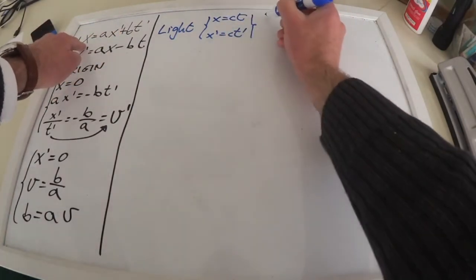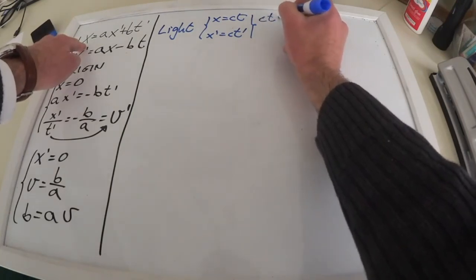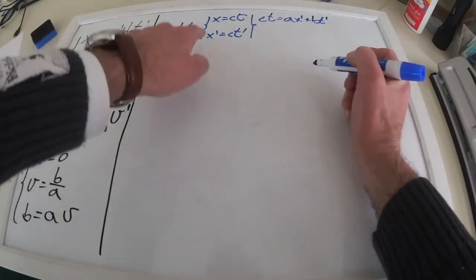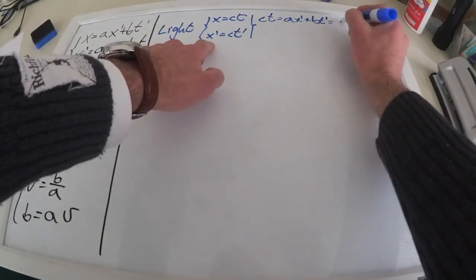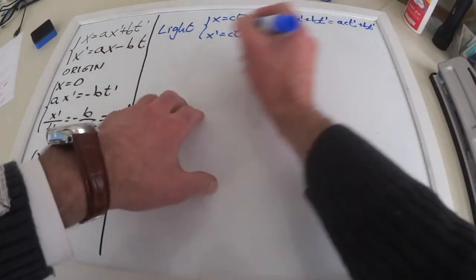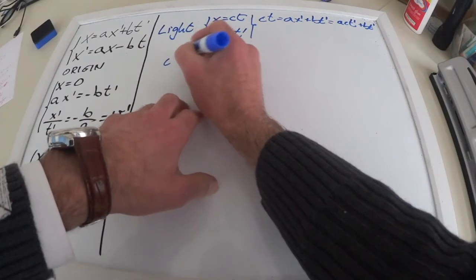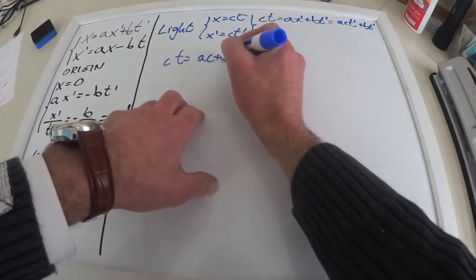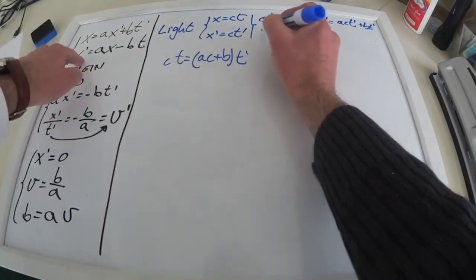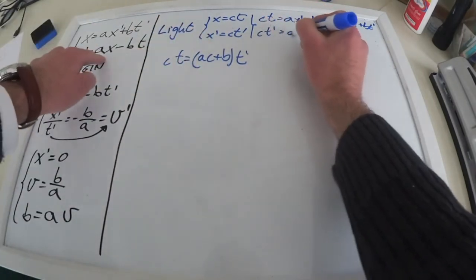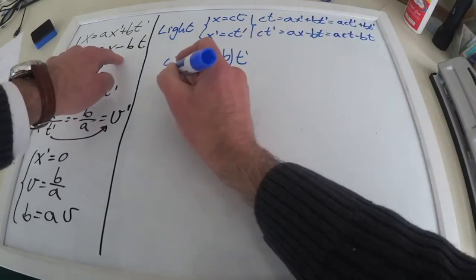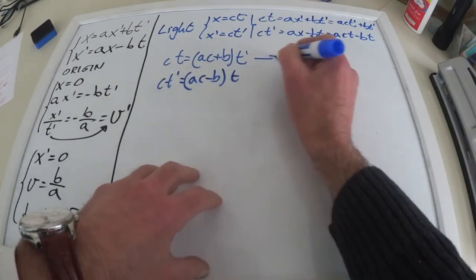For x, instead of x, I write ct, so ct is equal to ax prime plus vt prime. But substituting x prime, we get this equation equal to act prime plus bt prime. Factorizing this, we get that ct is equal to ac plus b times t prime. We do the same for the other equation. Instead of x prime, we write ct prime, so ct prime is equal to ax minus bt, which is equal to act minus bt. So ct prime is equal to ac minus b times t.